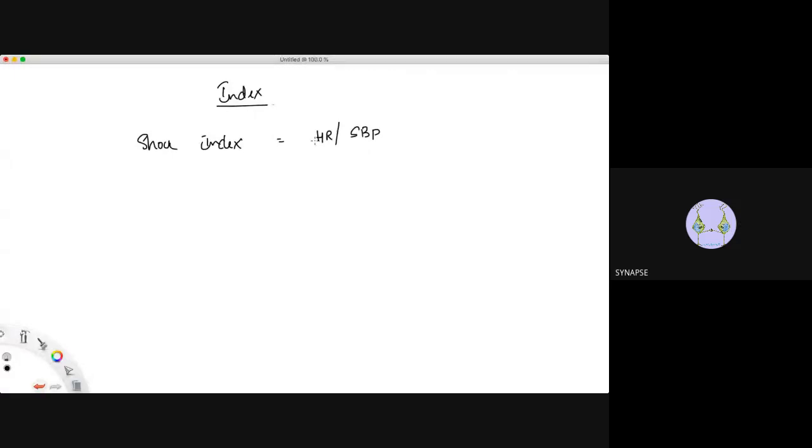There's now something called the modified shock index, MSI. So what is the modification here? You keep the numerator as it is. The denominator is nothing but your mean arterial pressure. Instead of taking just SBP, now you're taking the mean arterial BP.